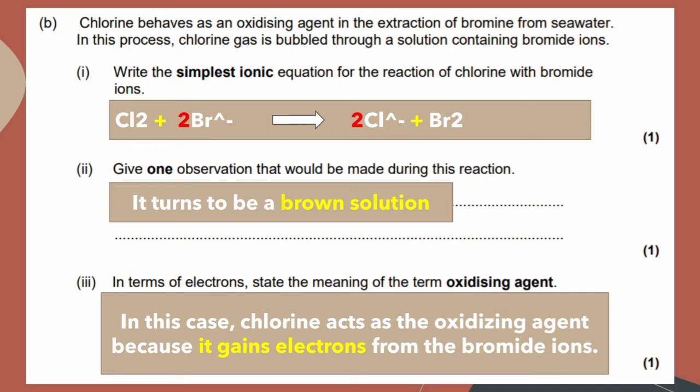Oxidizing agent is fundamentally the substance that undergoes the reduction process. So in this case, chlorine acts as the oxidizing agent because it gains electrons from the bromide ions during the reaction.